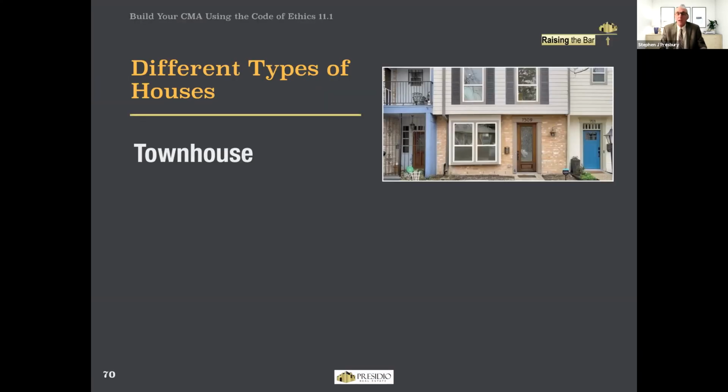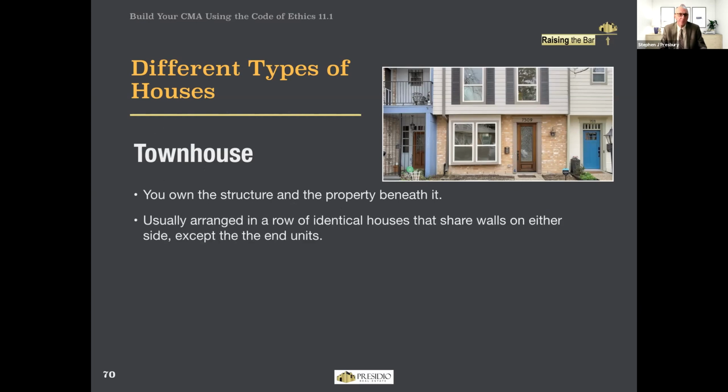Townhouse, and we do have these in England. A little bit different. Townhouses all usually look the same, just they've got a whole bank, usually 6 or 9 or 12s. But here we've got the townhouse. You own the structure and the property beneath it, usually arranged in a row of identical houses that share walls on either side, except the end units. Usually the end units will sell for a little bit more.